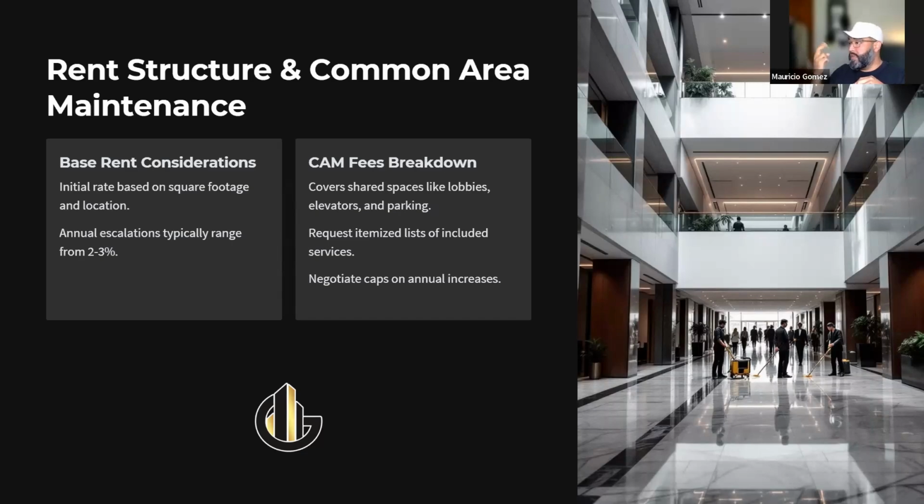The triple net, or the net, which is taxes and insurance, that's at cost, right? Taxes are going to increase. That's out of the landlord's control. And the insurance premiums will increase accordingly. And that's just basically what needs to be reimbursed.